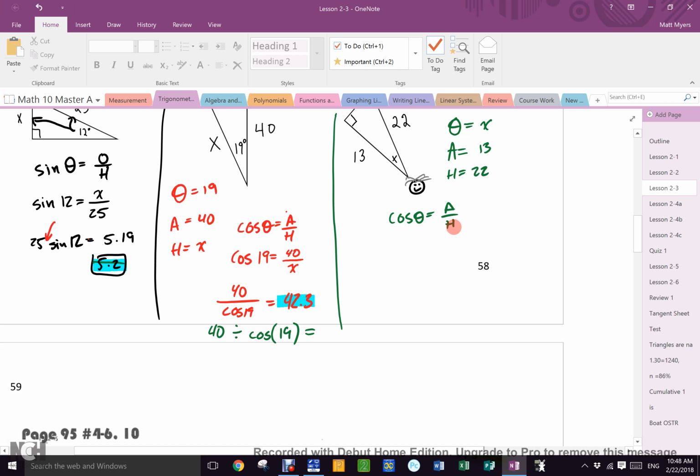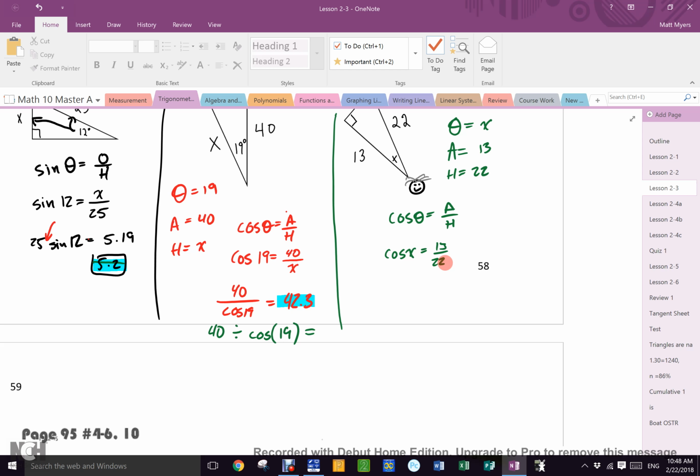But there's a problem, because theta is now an unknown. My A is 13, my H is 22. What did I do with tan when I needed to find an angle? You would take the 13 over 22 or the opposite over adjacent, and you'd put the tan negative 1. Yeah, you had to do shift tan. So what do you think we do with cos? Shift cos. What would I do with sine?